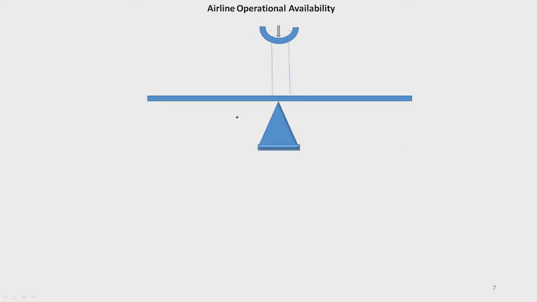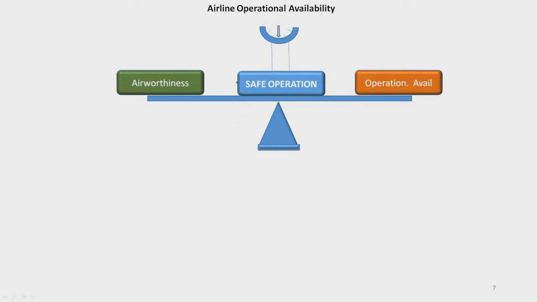As we said, the core part of operational availability is safe operation. Safe operation is always balancing between airworthiness, put here in a green box, on one side, and operational availability. You know what, I'm going to put here, the proper word would be, I think, operational unavailability. Okay? So, this whole system is continuously assessing airworthiness and operational availability / unavailability.